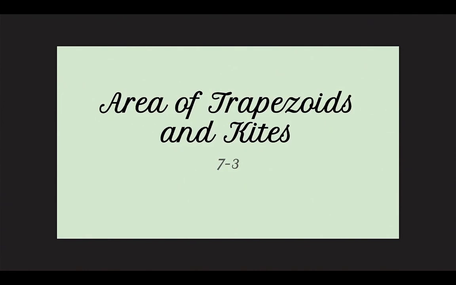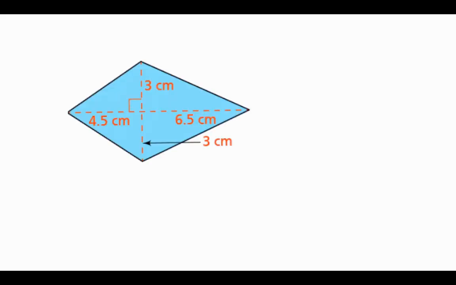Hey guys, this is the video for area of trapezoids and kites. So we're going to start off with kites because we just did triangles, which is what we're going to use to solve those things. So let's go ahead and we're only going to do two problems in this short video. We're going to start by looking at a kite.